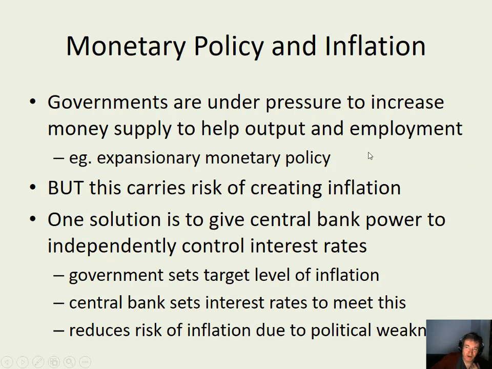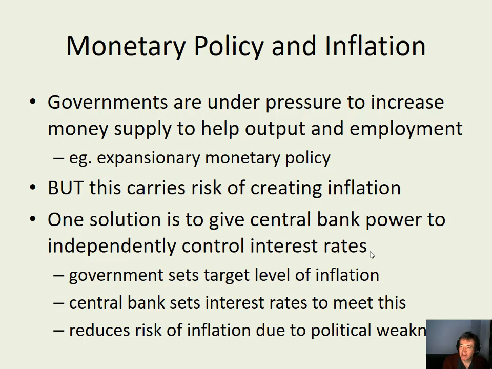So governments are almost always under political pressure to increase the money supply because of the monetary policy effects. It helps output, helps employment. So expansionary monetary policy is something that they're under pressure to do. But it does have this risk, which the AD-AS model shows, of creating inflation. Now, because of that, one solution that's been widely adopted is to give the central bank power to independently control interest rates. Because the logic is the central bank can look at what's going to cause undesirably high inflation and how to limit the rise in the money supply so as not to make that happen.